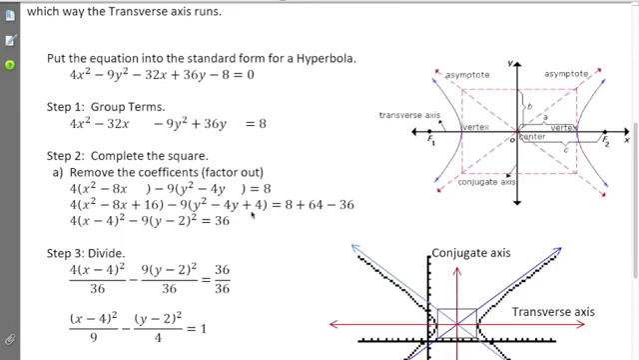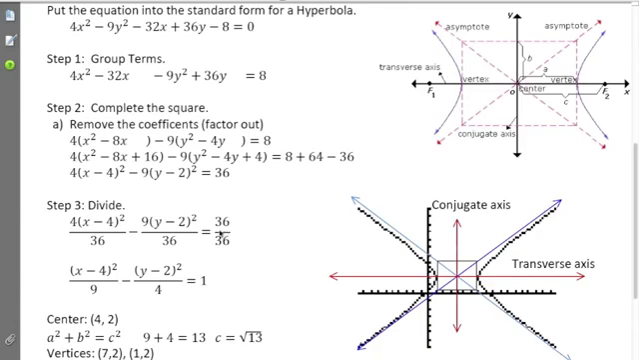Negative 9 times 4 is negative 36. Be careful about your signs. If you miss the signs, then everything from that point on is going to be wrong. Once you get to this step and you've combined your constant values, we're going to divide by that number. Divide by 36. Notice what I said earlier.